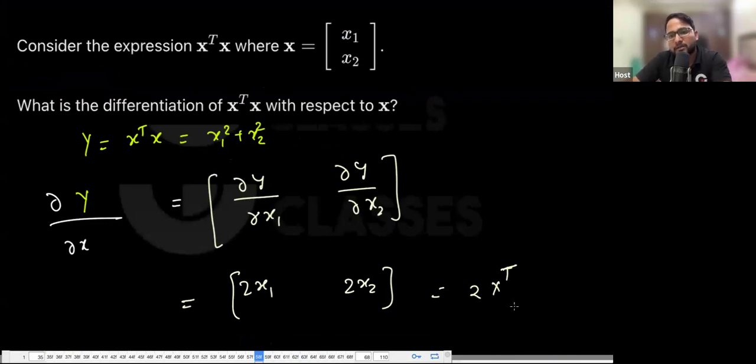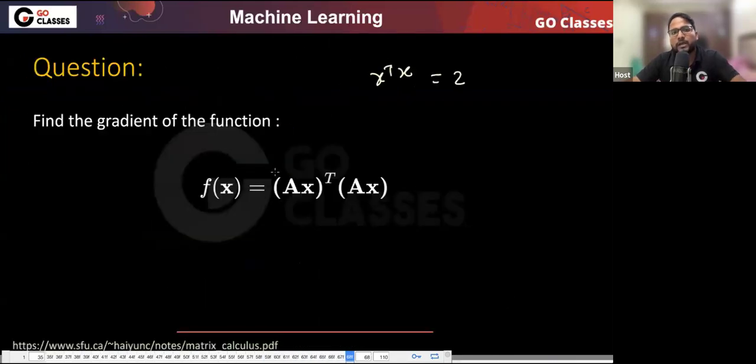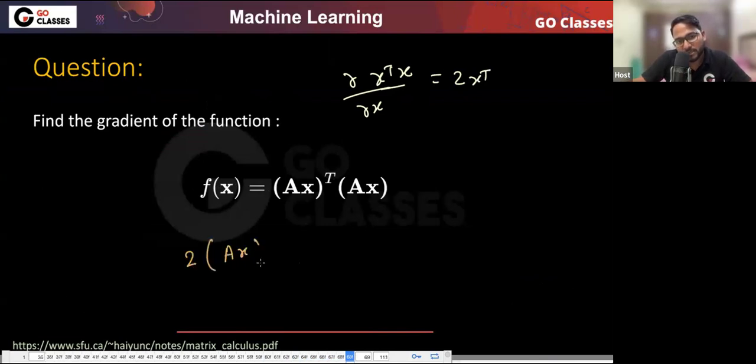Now you can apply something called a chain rule, which says that if differentiation of X transpose X was 2X transpose, then what is the differentiation of this? So it will be 2 into X transpose. It means currently the X is this, right? Into the differentiation of whatever you have assumed to be X. So it will be the differentiation of what? AX. Is this fine to everyone?